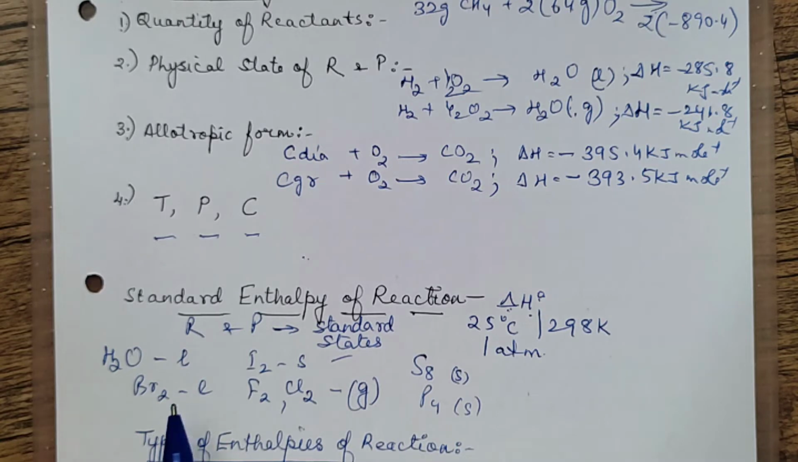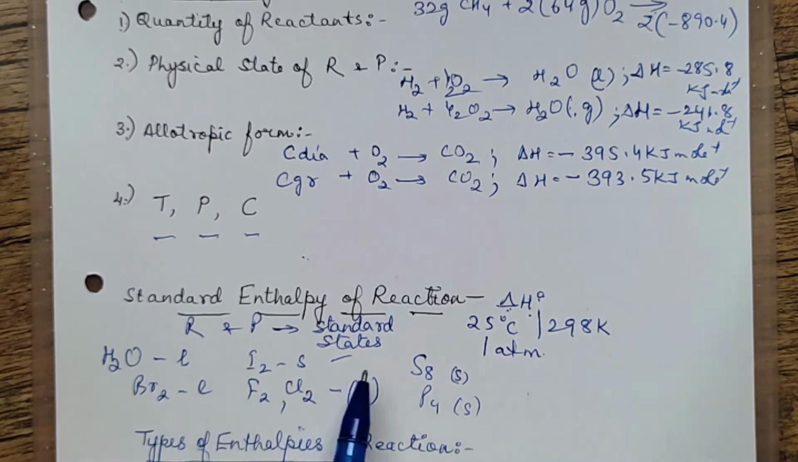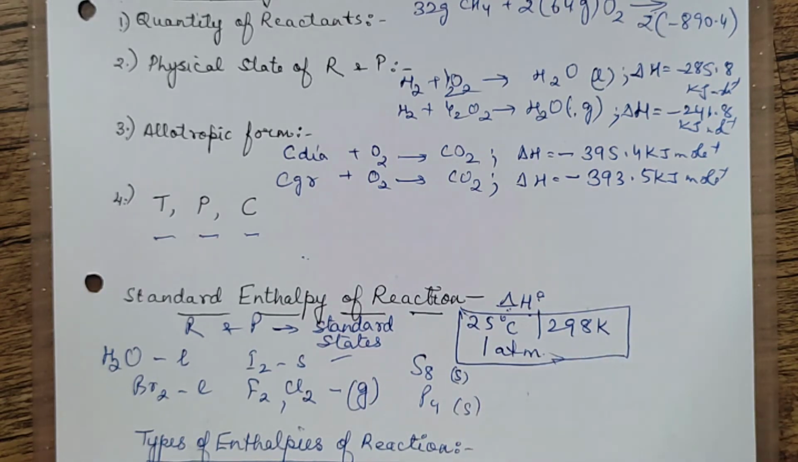The enthalpy changes which are taking place in the reaction when all the reactants and the products are taken in the standard state. And the standard state means under this condition, temperature and the pressure have to be specified. And we represent it as delta H naught. Naught value we can write down.